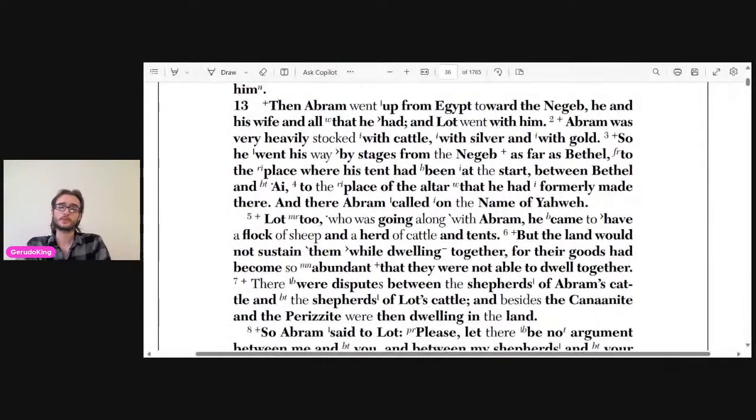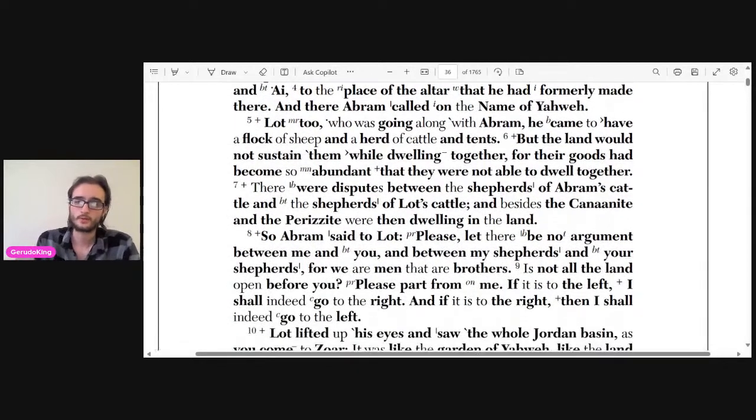Then Abram went up from Egypt toward the Negeb, and he and his wife and all that he had, and Lot went with him. Abram was heavily stocked with cattle, with silver, and with gold. So he went his way by stages from the Negeb as far as Bethel, to the place where his tent had been at the start, between Bethel and Ai, to the place of the altar that he had formerly made there. And there Abram called on the name of Yahweh. Lot, too, was going along with Abram.